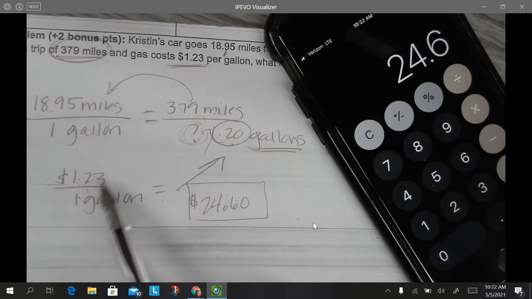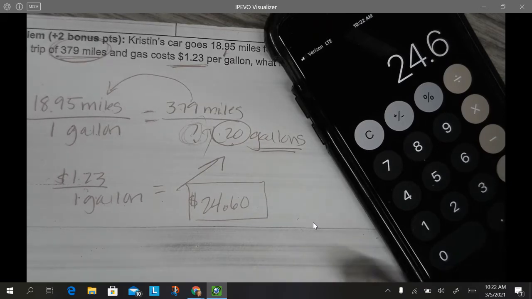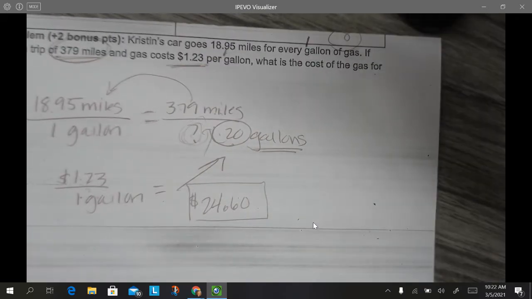That's pretty cheap for gas. Gas is like $1.70 right now, so that's pretty cheap. So she just needs to set aside $24.60. So that's not bad. Okay. All right, next one.